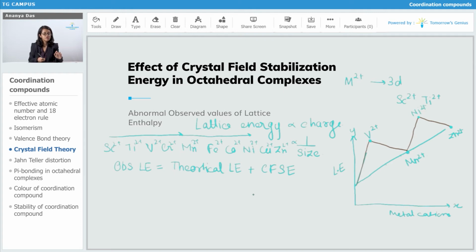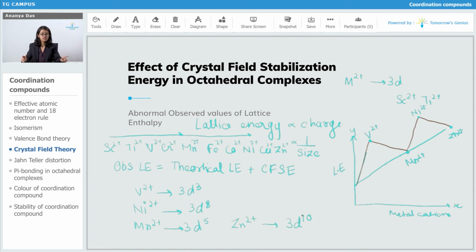Why? Because vanadium 2 positive has the configuration 3d3, Ni2 positive has the configuration 3d8, Mn2 positive has the configuration 3d5, and Zn2 positive has the configuration 3d10. We have already calculated the CFSE in our previous slides. From the calculation of CFSE for the high spin complexes, you would know that the CFSE of the d3 and the d8 comes out to be the highest.